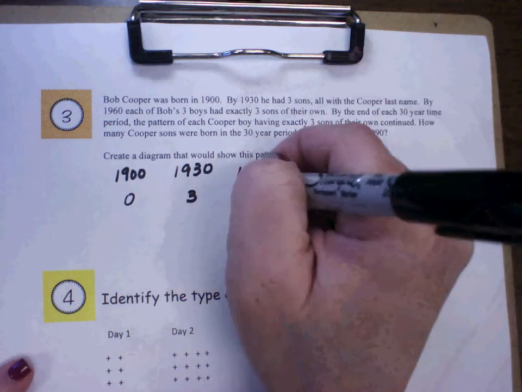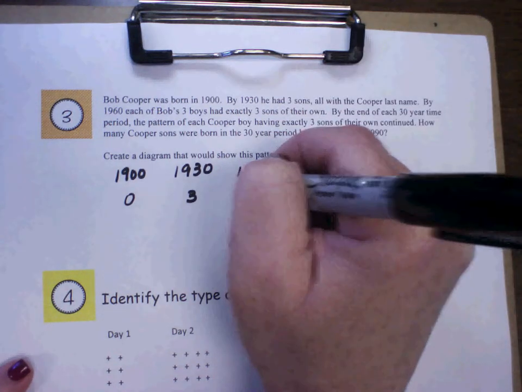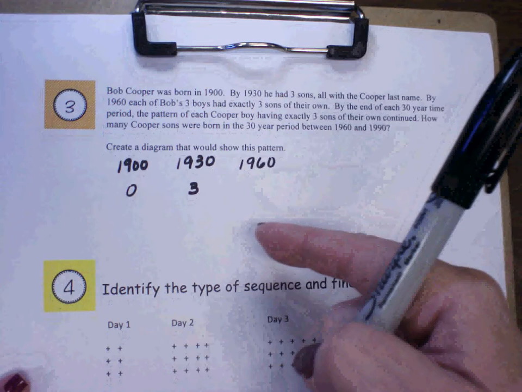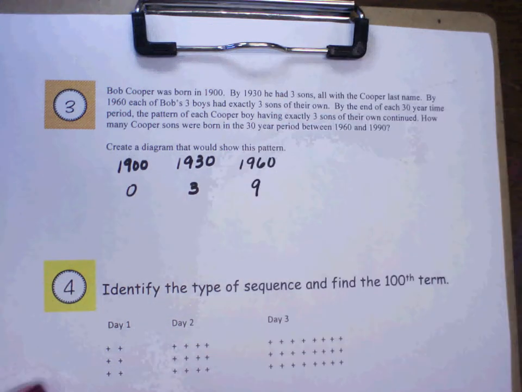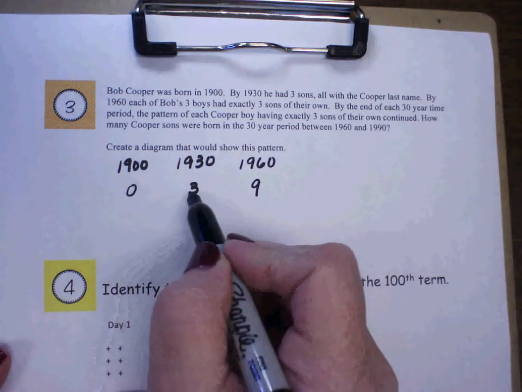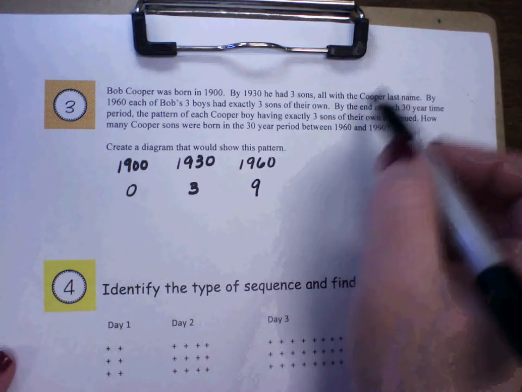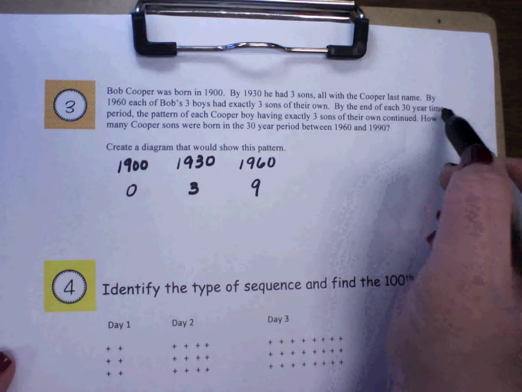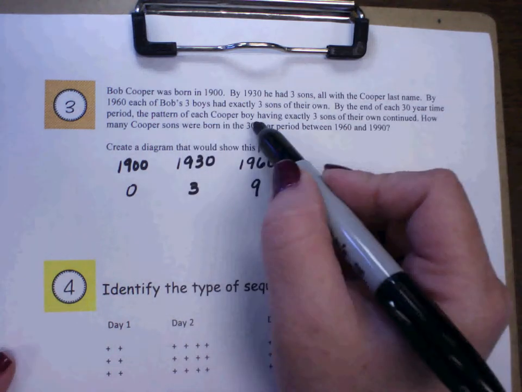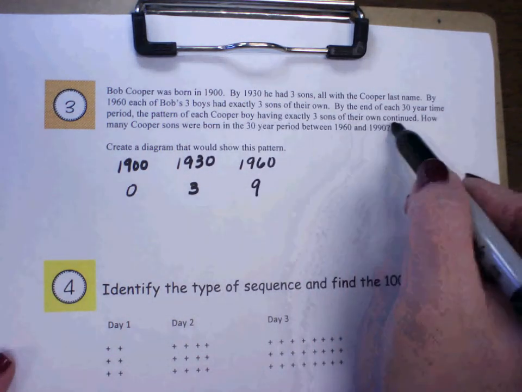There you go. So how many sons would it be? 9. Because each one of these has 3. All right. By the end of each 30-year time period, the pattern of each Cooper boy having exactly 3 sons of their own continued.